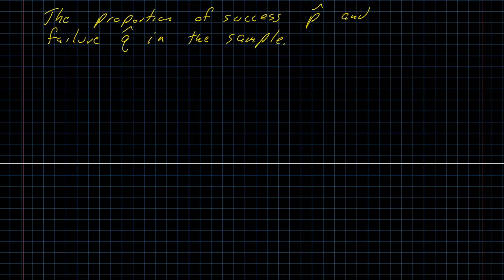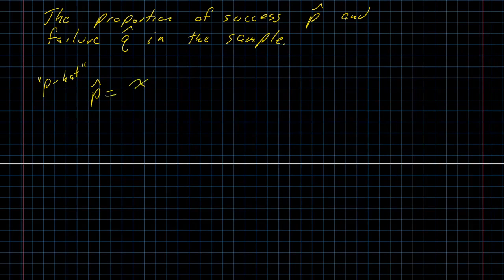Generally, we're going to look at a sample, we're going to count the number of successes and the number of failures, and then we're going to divide by n to get a proportion of success and a proportion of failure. Right, so I'm going to represent the proportion of success as the letter P with a caret symbol on it. And we're going to read this as P hat. It's the letter P with a little hat on it.